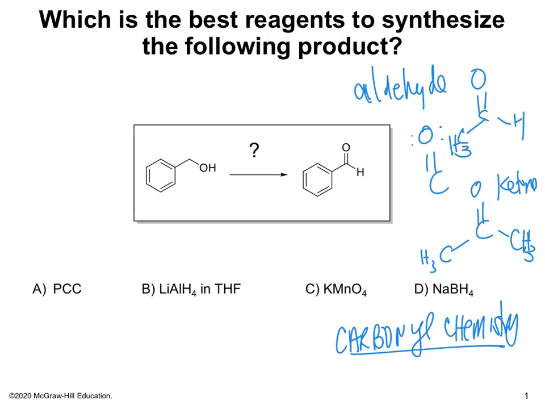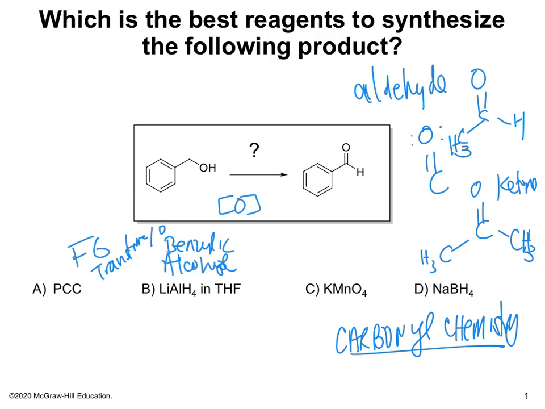So right here, this is oxidation. This is an oxidation reaction, and this is a primary benzylic alcohol. The functional group transformation goes to an aldehyde. Now remember, aldehydes on the oxidation pathway are hard to do, so you need a mild oxidizing agent. PCC is that mild oxidizing agent.